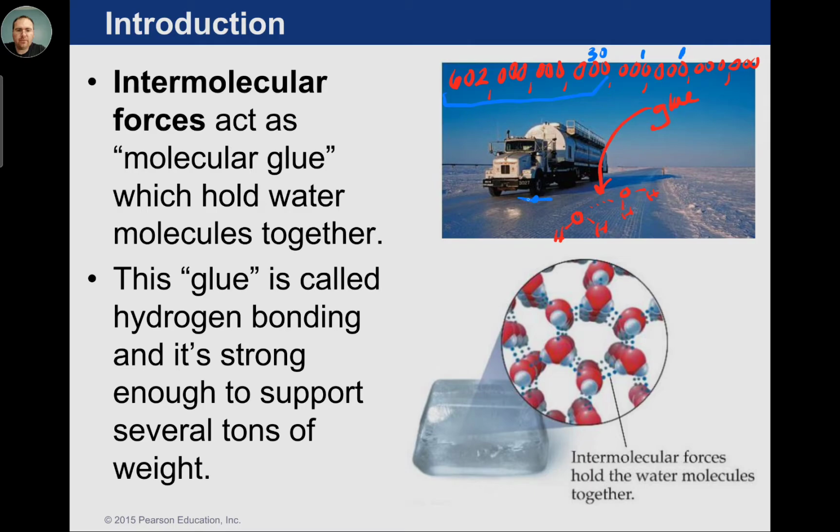But if this is 2 feet of ice or even a foot of ice, there's trillions upon trillions upon trillions upon trillions of water molecules, and they all have this glue holding them together. So our job in this chapter is to identify that glue, specifically this kind of glue here, and for very polar bonds, that's called hydrogen bonding. So all of this glue that holds these water molecules together is strong enough to hold that very heavy truck up on that ice.